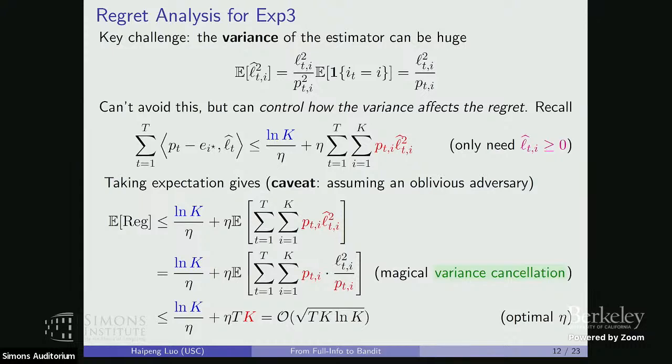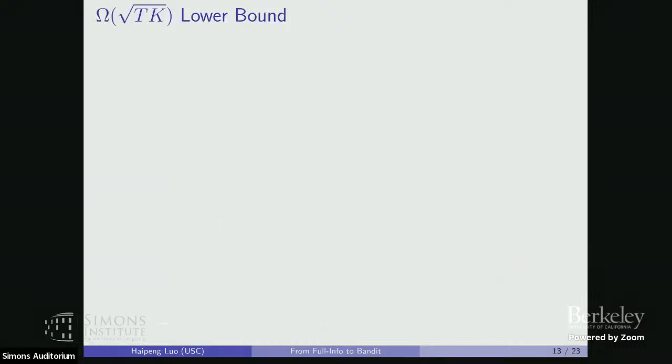If there's no further question, let's look at the lower bound. We have an upper bound now, and the lower bound is of course root TK that you already saw from Shipra's talk this morning. Shipra's lower bound is for a stochastic case, and a lower bound for the stochastic case is of course also a lower bound for the adversarial case, because adversarial is only harder.